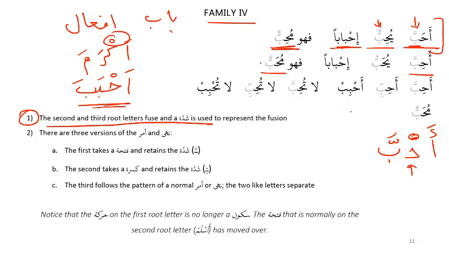The one who's loved. Maful, exactly. The one who is loved. And then what are these three? These are three ways of giving a command. So ahibba, ahibbi, ahbib. So there are three ways of giving a command. These are the three ways of giving a negative command.